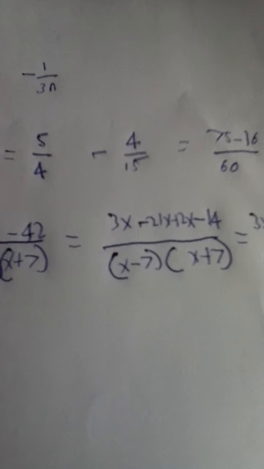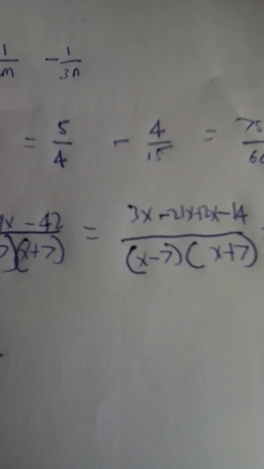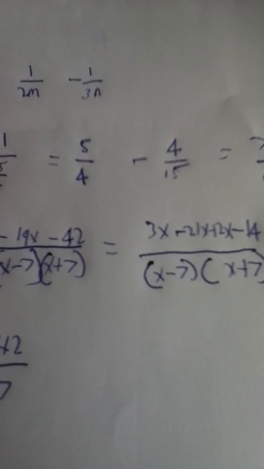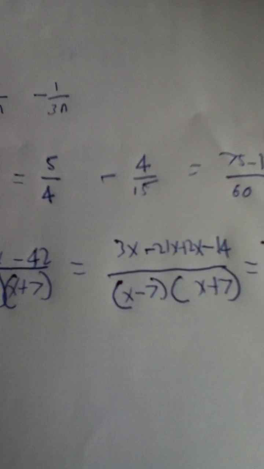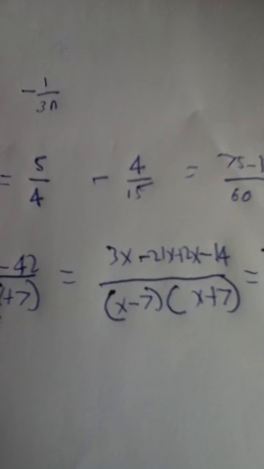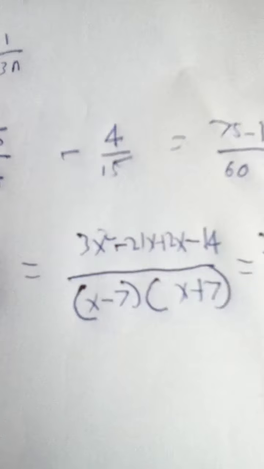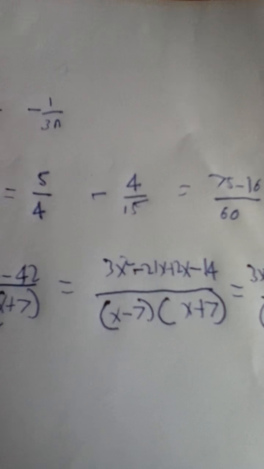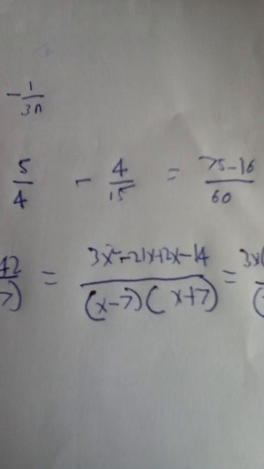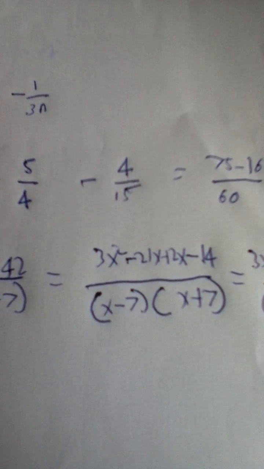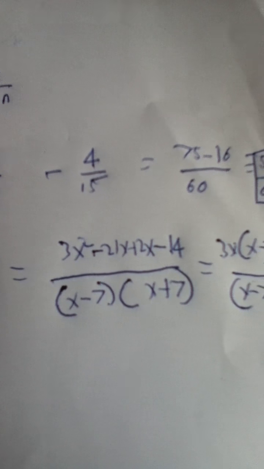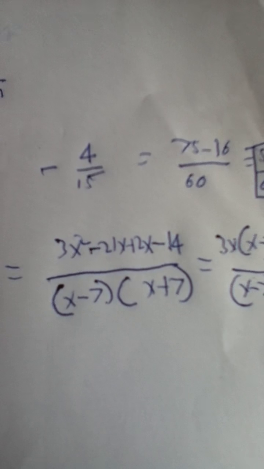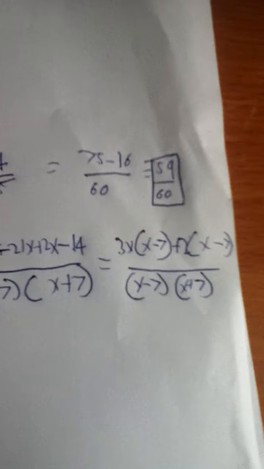And then on the quadratic equation you bring the first number and the last number back the same, so you're left with 3x squared minus 14. In the middle you have to find two factors that multiply to 42 and add to 19. So they are 21 and 2. So you're left with 3x squared minus 21x plus 2x minus 14 over x plus 7 and x minus 7.